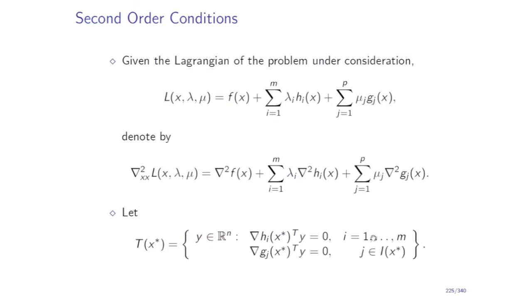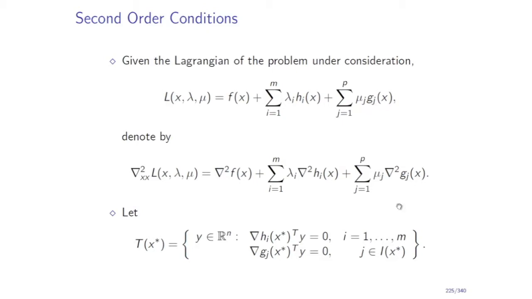The Lagrangian in this case is given by L of x, lambda, mu, which is f of x plus the sum of lambda i's h i's, plus the sum of mu j's g j's of x. And the Hessian of the Lagrangian will be this expression here. So this part is the same as for problems with equality constraints only, and this part corresponds to the Karush-Kuhn-Tucker multipliers times the Hessians of g j's of x. So this corresponds to the inequality constraints, right?